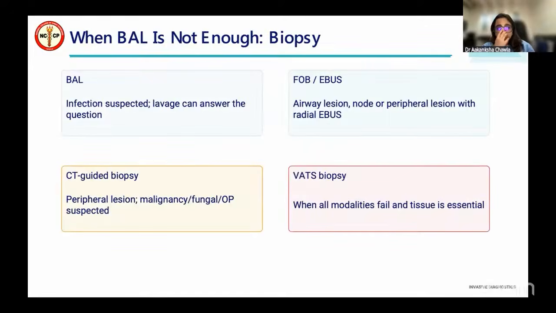Then when is BAL not enough? When the infection is suspected and the lavage cannot answer the question. So you think of EBUS when there is a node, or radial EBUS for a peripheral region that can be approached, CT-guided biopsy for a peripheral lesion, or if you're suspecting a malignancy, fungal infection or an opportunistic infection, and VATS biopsy when all these modalities fail and tissue diagnosis becomes very essential. Essentially, it would all depend upon what you're dealing with and what would be the most appropriate investigation if you're not getting an answer with your bronchoalveolar lavage.